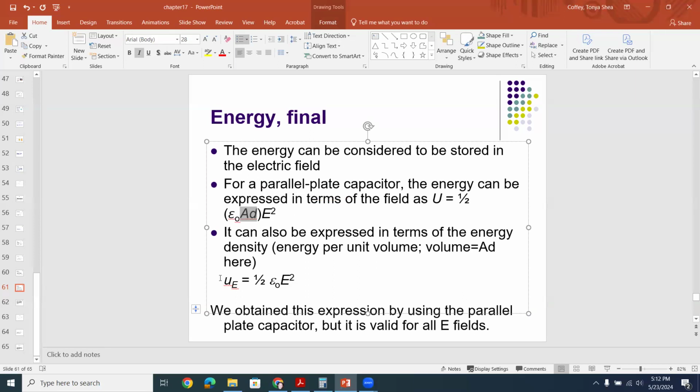And so you can see that the energy is related to the field. So the field is what stores that energy. The more electric field that you have in between the capacitor plates, the more energy that's stored. And then of course that electric field comes from the charge, right? So the more charge, the more field. Now, we obtained this expression for energy density by using a parallel plate capacitor example, but it's actually valid for all electric fields. If there's an electric field existing in space, energy is being stored in it.